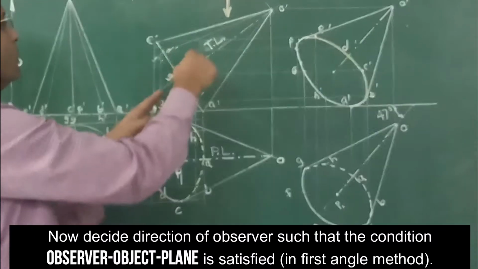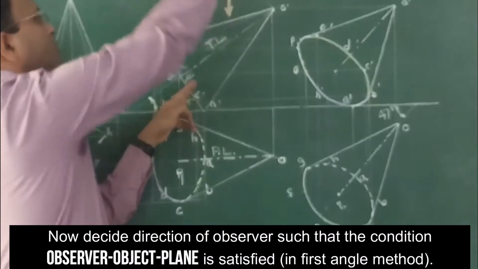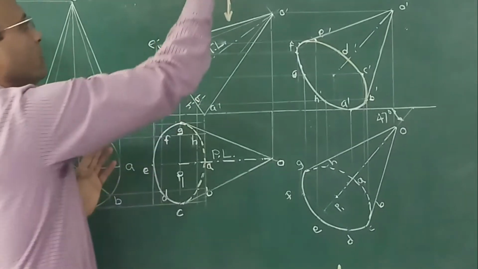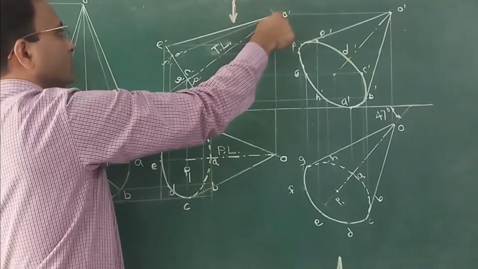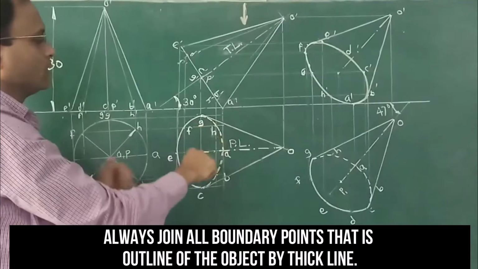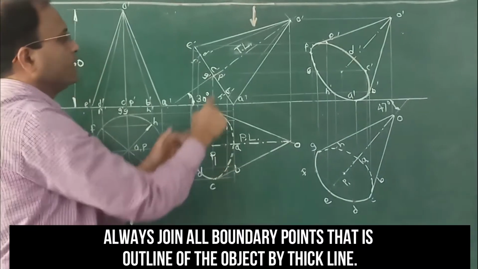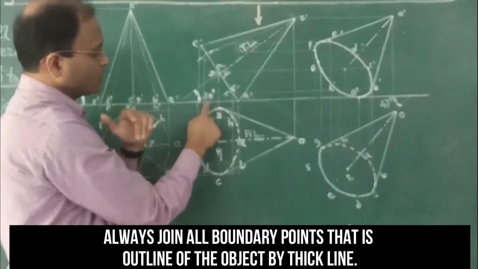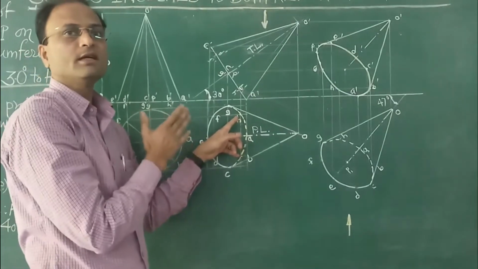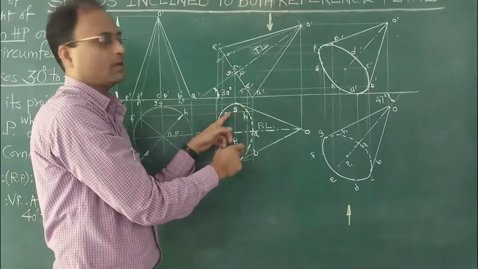The rule is, when we have to complete this top view, we have to look at this front view such that the observer, object, plane condition is satisfied. So when we look from this side, the apex is nearest to the observer, that's why the base goes away from the observer. So while joining all these points, first join the boundary points by thick line, and as the base is away from the observer, we need to join the remaining part of the base by dotted line. That is because the base is hidden in this case, that's why the remaining points on the base are joined by dotted line.